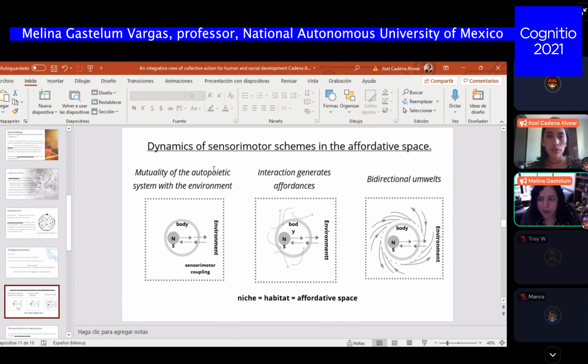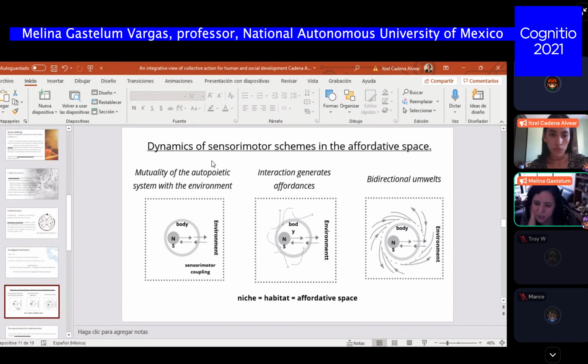Okay, so part of our model that we are trying to propose here has to do with understanding these interactions, the dynamics of the sensory motor schemes trajectories in the affordative space. These sketches that we made are based on Di Paolo's and Hanne De Jaegher's proposals in several of their books. What we are trying to say in the first figure is that the mutuality of the autopoietic system in interaction with the environment is generating the necessary autonomy to develop sensory motor schemes.